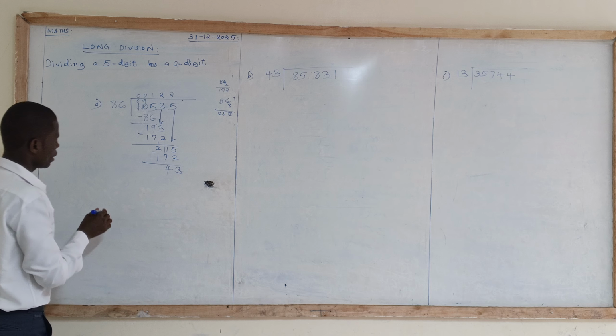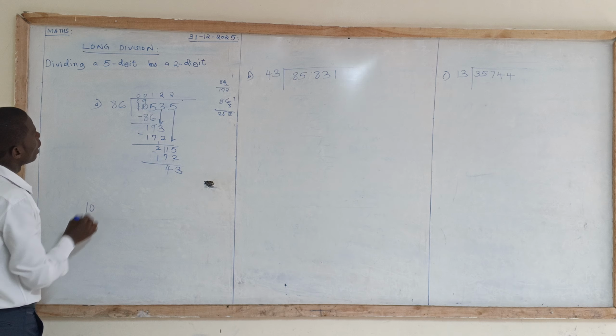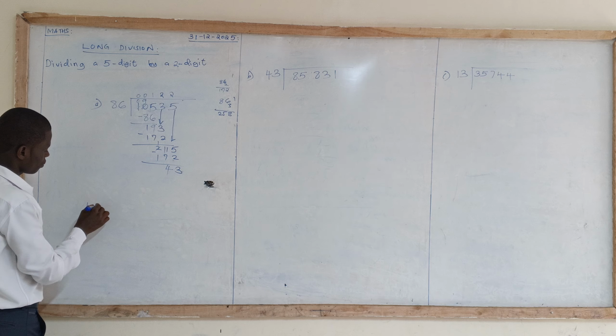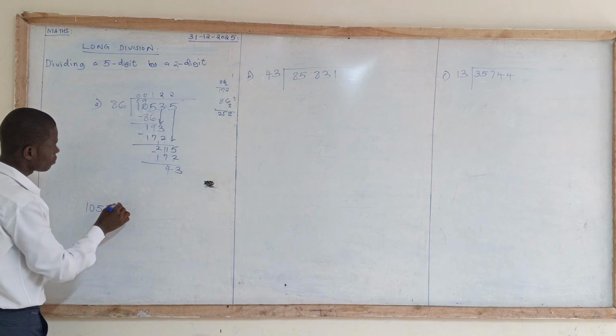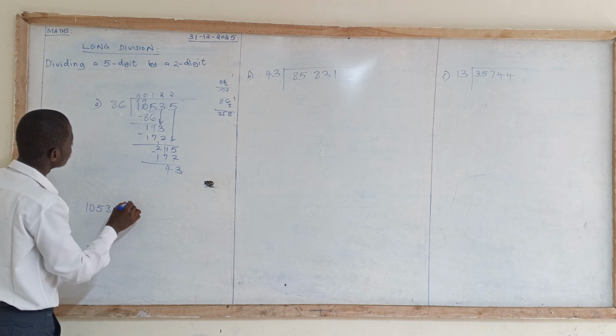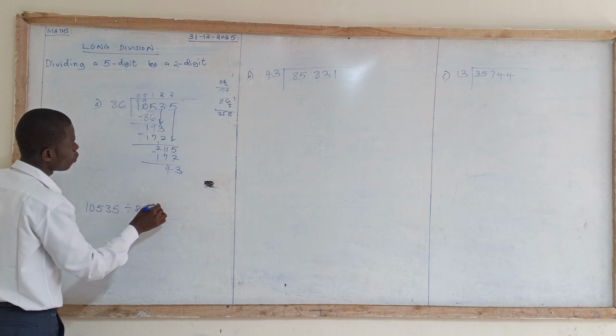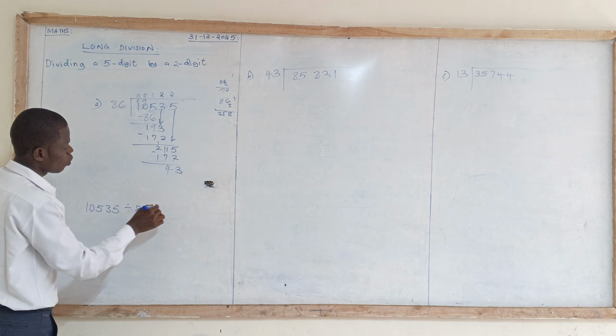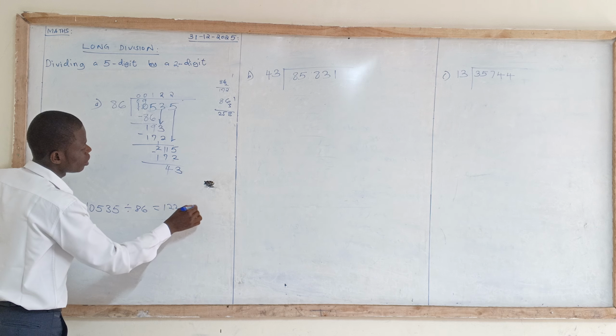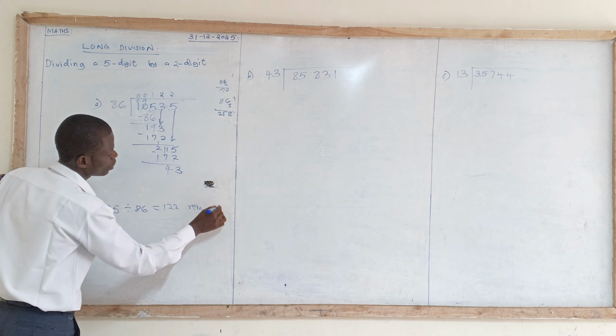Now, what will I say? 10,535 divided by 86. We have our answer as what? 122. The remainder is 43.